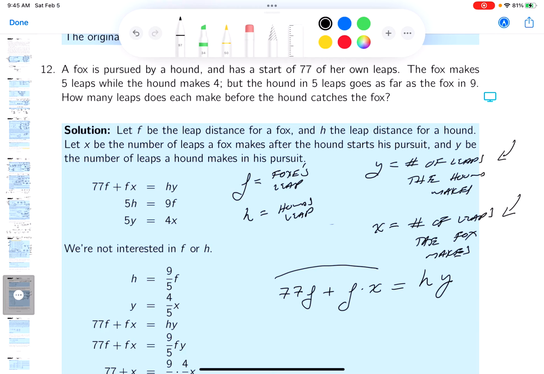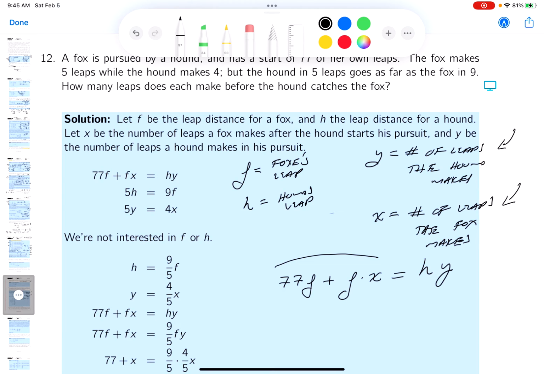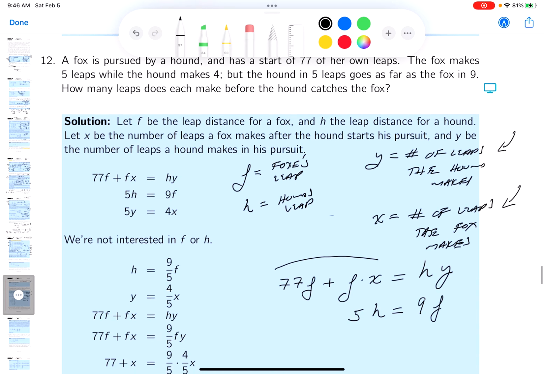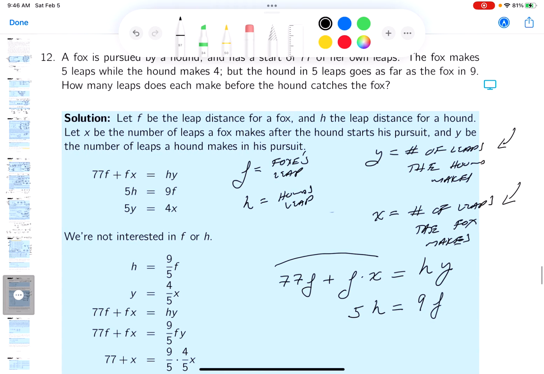But I haven't finished reading the story. And I want to point out another part of the story says that 5 leaps from the hound is equivalent to 9 leaps from the fox. So I'm going to write that down now. So 5 leaps from the hound is equivalent to 9 leaps from the fox. All right? Now the next thing they're telling me, a little more difficult to understand, by the way: the fox makes 5 leaps while the hound makes 4. So the fox makes 5 leaps when the hound makes 4.